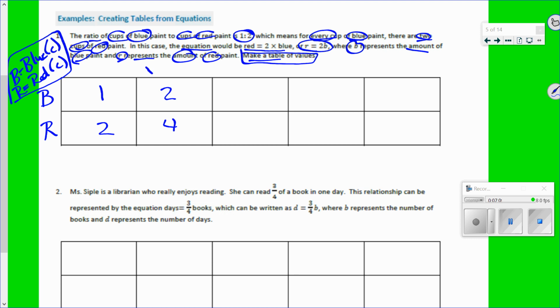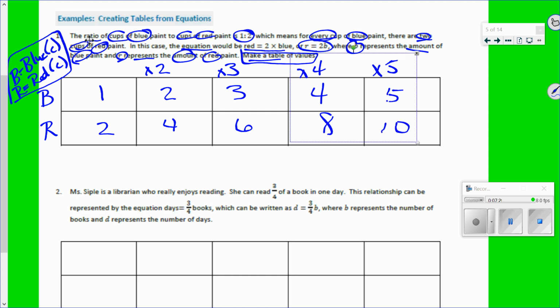Okay, so you're looking at it from a multiplicative. So let's keep the multiplicative. So our next one's going to be times 3. So it's going to be what? 3, 6. Then I'm going to do times 4, and it's going to be 4, 8. Then I'm going to do times 5, and that's going to be 5, 10. Guys, don't forget to show your work.